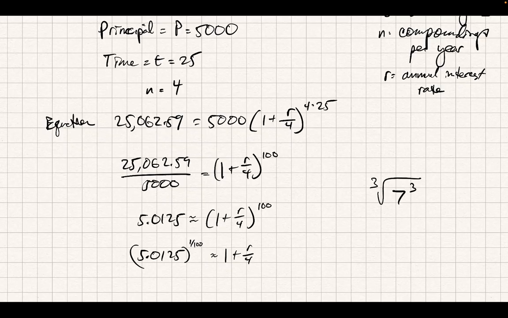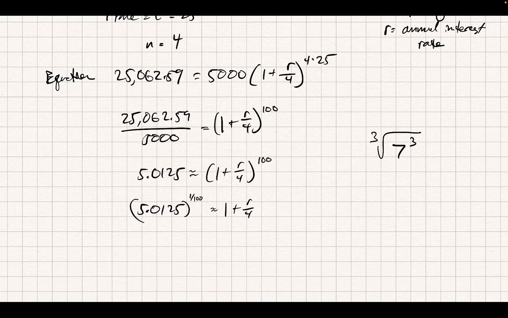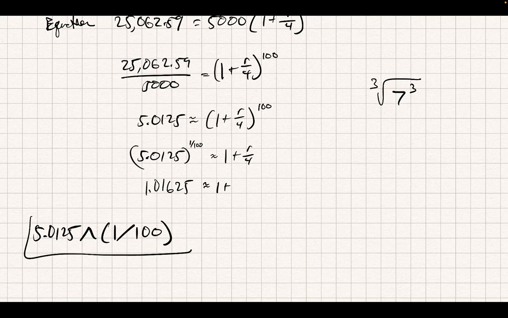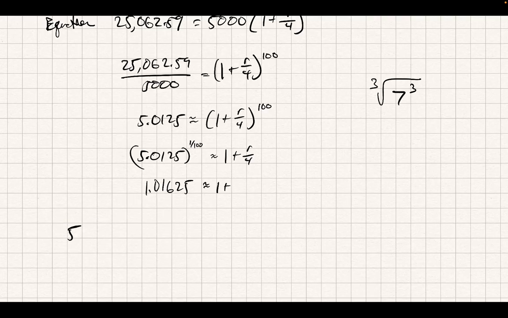If you put this in your calculator, this is about 1.01625. How do I put this in my calculator? I use my caret, that's an exponent, and then I just say 1 divided by 100. I can use this for square roots or whichever roots I want. That equals 1 plus r over 4.